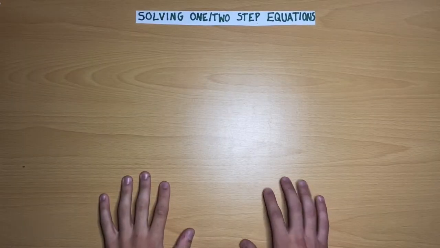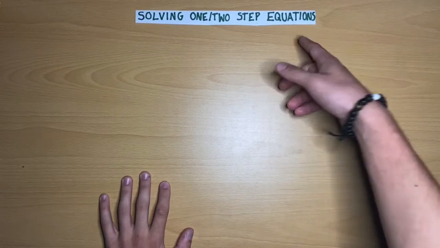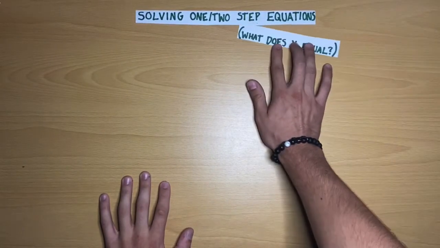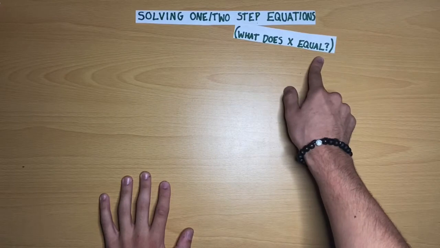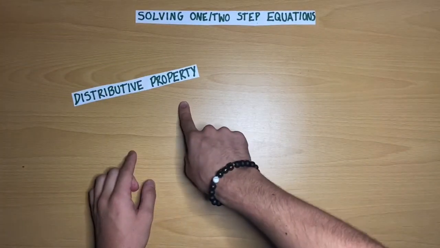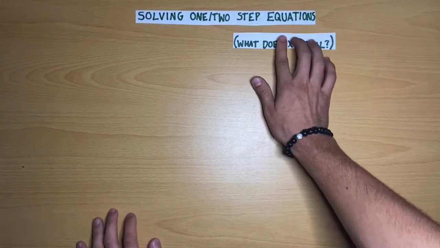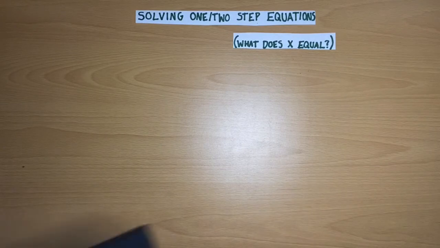So for this video, we will be looking at solving 1- and 2-step equations. In other words, we're trying to answer the question, what does x equal? Later on in the video, we will also go through a distributive property, but we will set that aside for now.